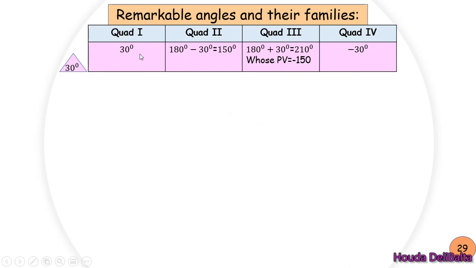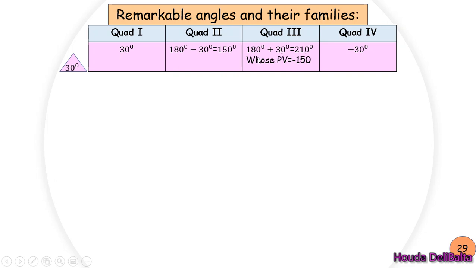In quadrant 1 it is the angle 30 itself. In quadrant 2 it is 180 minus 30, or what we call pi minus 30. So it is the supplement of 30 indeed, which is 150. In quadrant 3, the member of the family of 30 is 210.